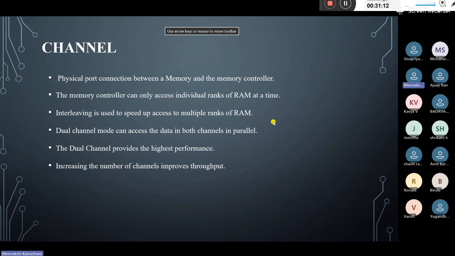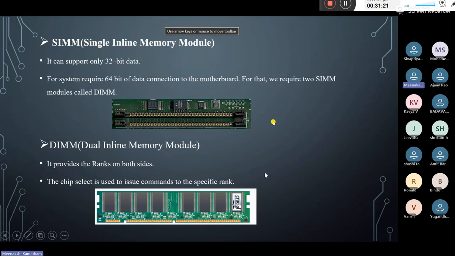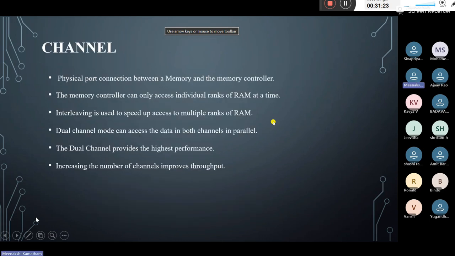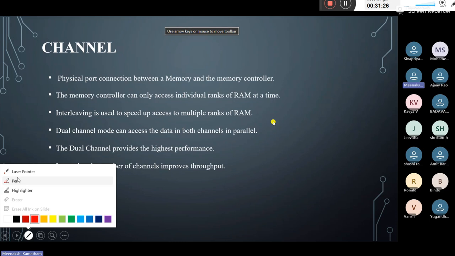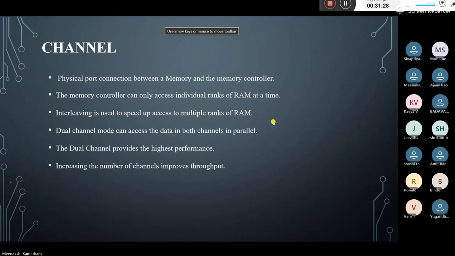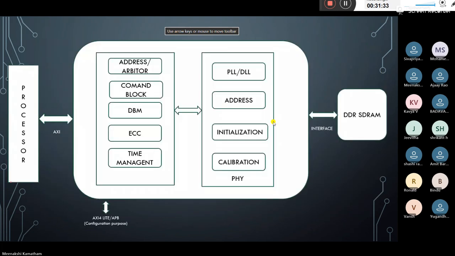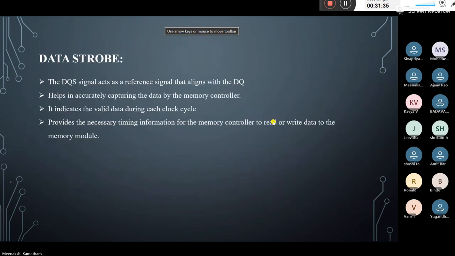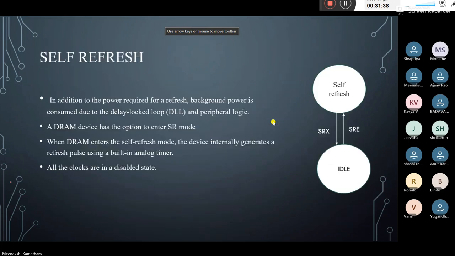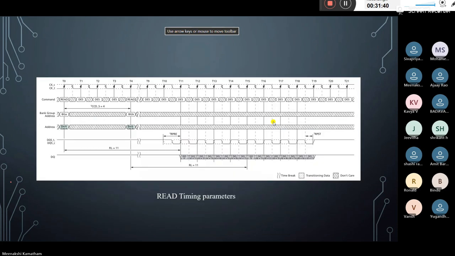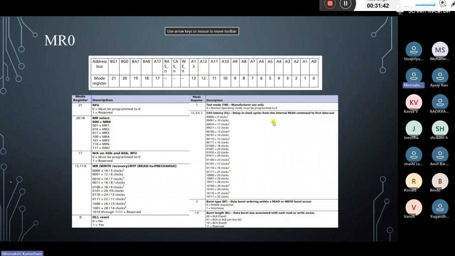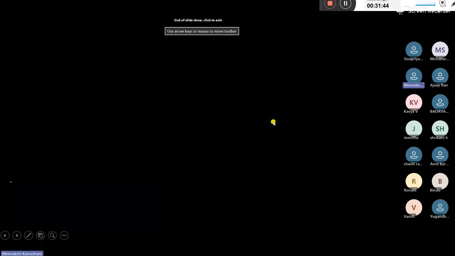See here, the channel, what I mentioned. The channel is nothing but the physical port between the memory and the memory controller. See, DDR is one memory controller. One memory controller means what actually? Wait, to get clarity, we'll look at the architecture.